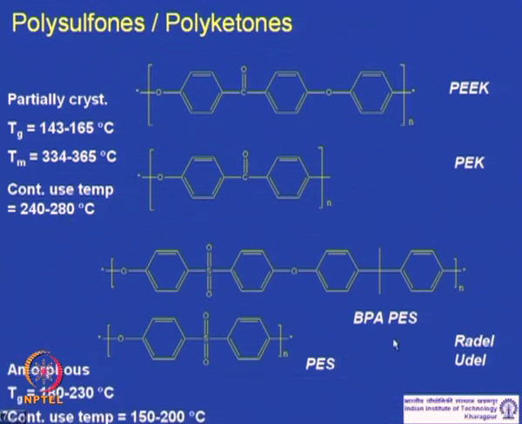Polysulfones or polyether sulfones are amorphous in nature. They also have a very high Tg, 180 to 230, and their continuous use temperature is between 150 to 200. So, they are also used in applications with stringent requirements for high temperature.